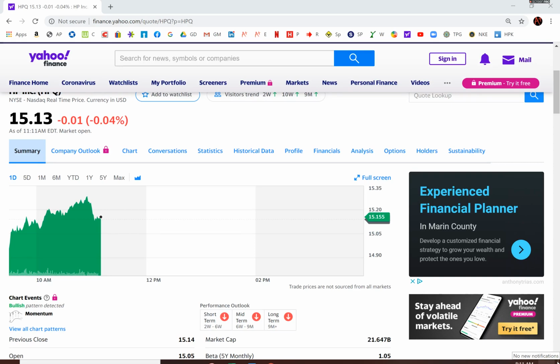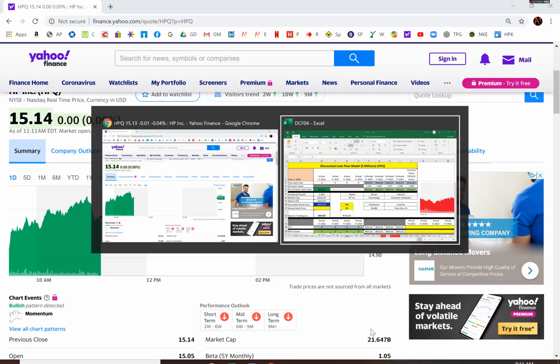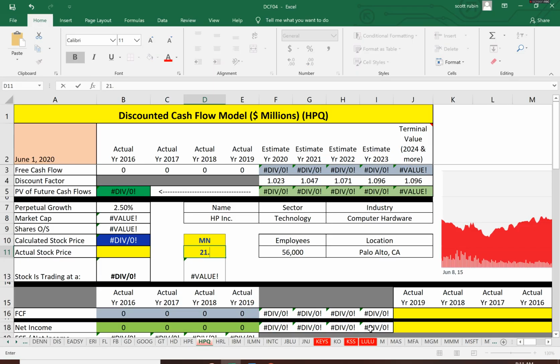We're going to calculate the stock price for HP, and the first thing we need is the market cap, which is 21.65 billion, and then the stock price, which is 15.14. Now we know the shares outstanding. You take the market cap divided by the stock price, and you get 1.4 billion shares outstanding.